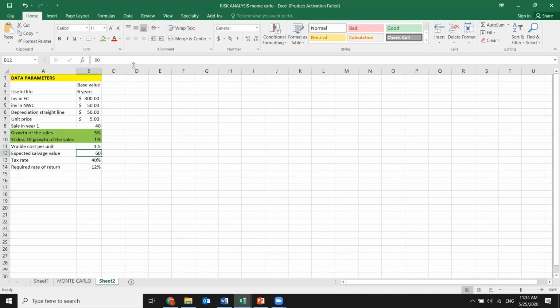Expected salary is $60,000. That means at the end of the year, you will sell this for $60,000. Tax rate is 40%, and cost of capital is 12%. So let us construct. First of all, we need to construct the growth rate.